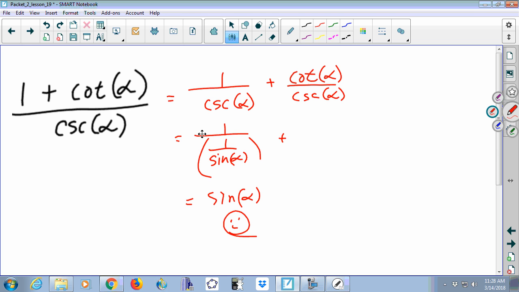Fine. Then cotangent, we're going to work the same way. Cosine of alpha over sine of alpha, because that's just the reciprocal of tangent, divided by 1 over sine alpha. This becomes, keep the numerator the same. Actually, now we can use this shortcut.